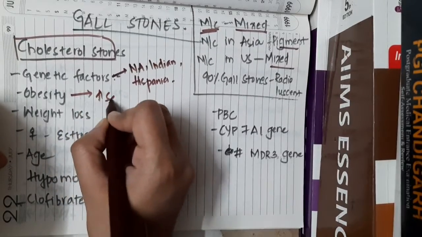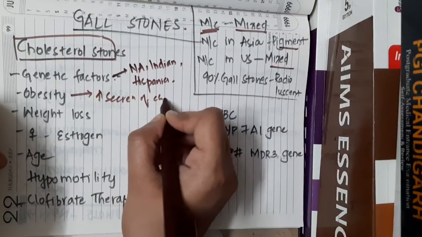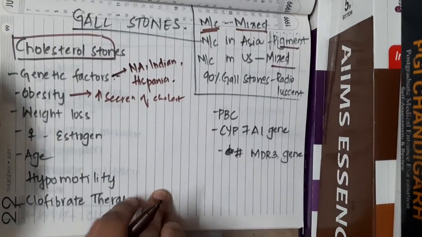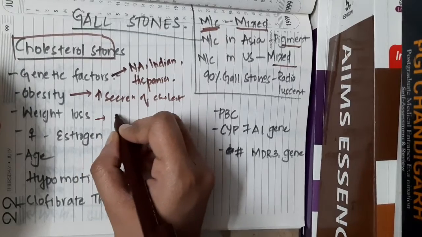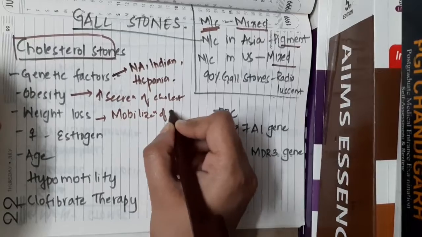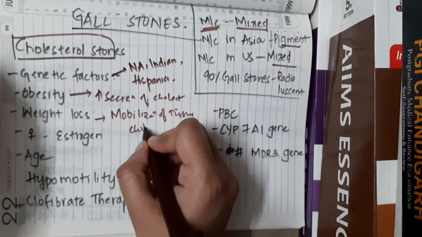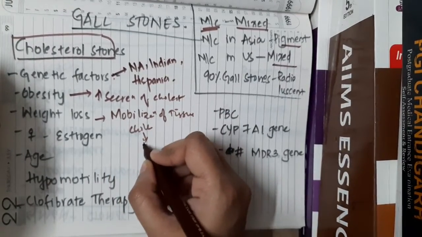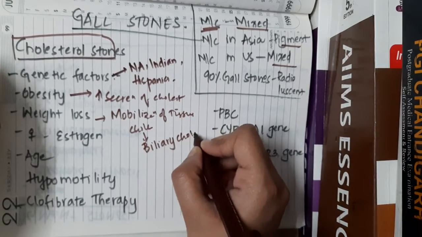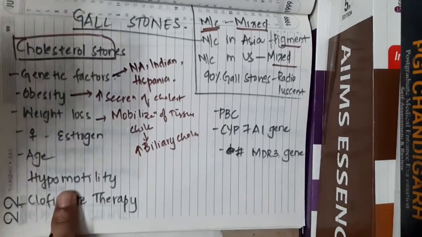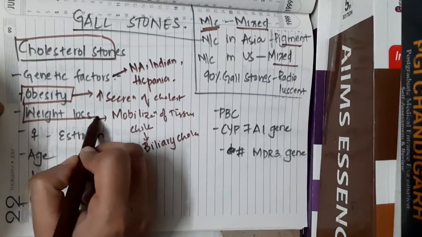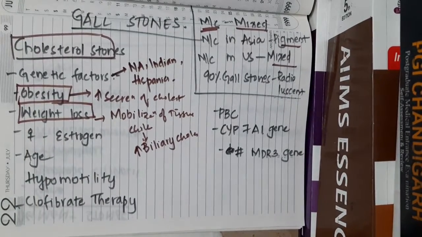Obesity actually increases the secretion of cholesterol, thus resulting in increased cholesterol stones. Weight loss causes mobilization of tissue cholesterol, and this tissue cholesterol will again reach the liver and get converted to biliary cholesterol, so biliary cholesterol increases. So it is different, but even in obesity there is presence of gallstones, and weight loss is also associated with gallstones.